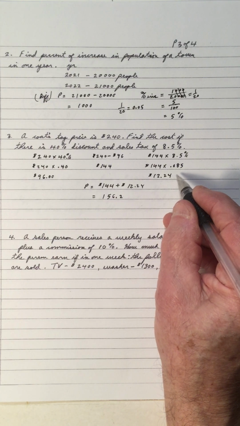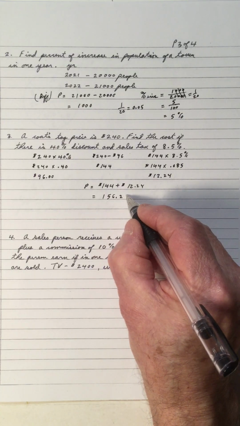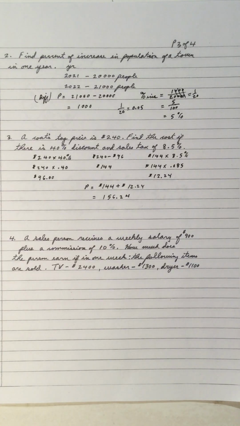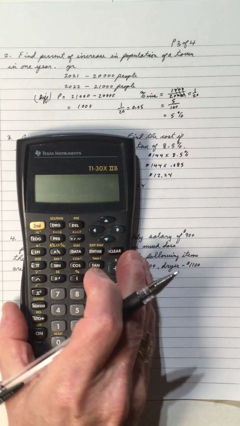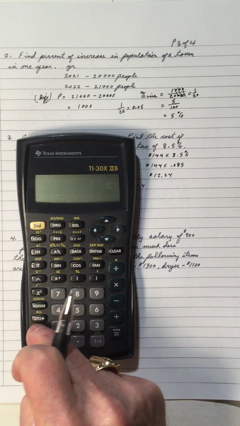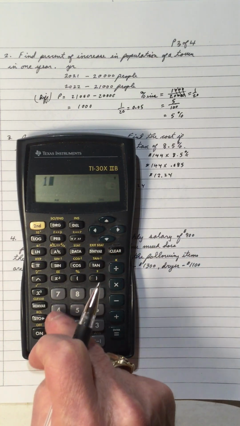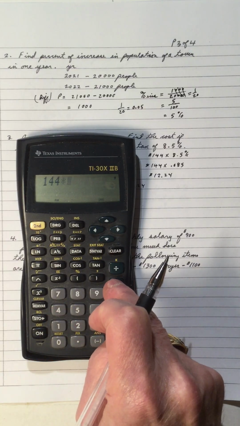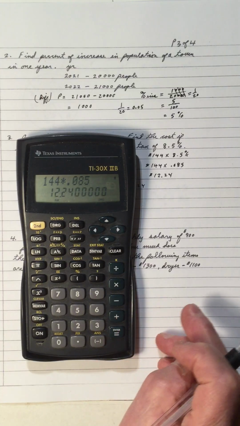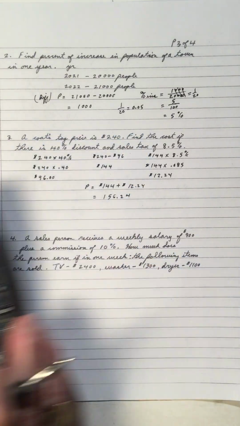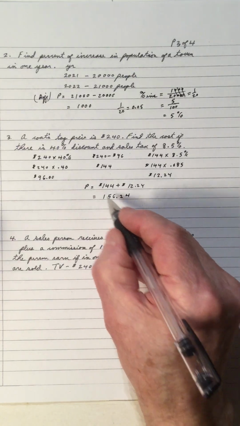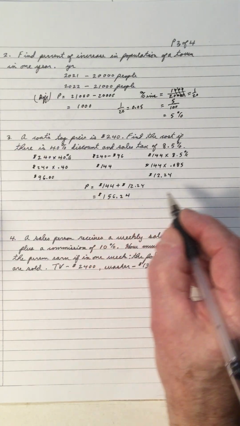Let me just check that multiplication. Turn on my calculator first. Here we go, 144 times decimal 0.085, just to make sure. Right, 12.24. And when we add that up, we get 156.24.